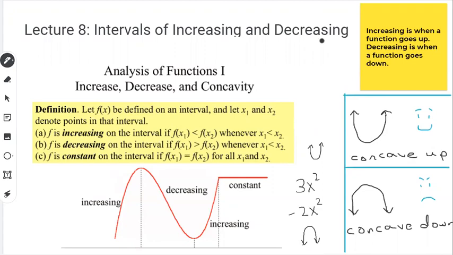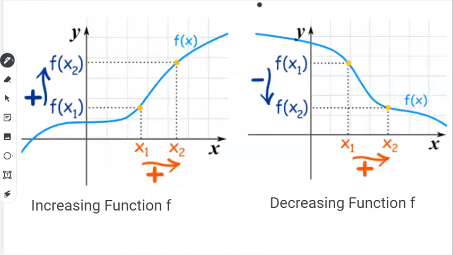All right. Now we already talked about this slide. If a function is going up, we call that increasing. And when a function is going down, that's called decreasing. And we're always moving from left to right when we talk about increasing and decreasing. So that's the difference between increasing and decreasing. One is going up, the other one is going down. Okay? All right, let's move on to the next slide.